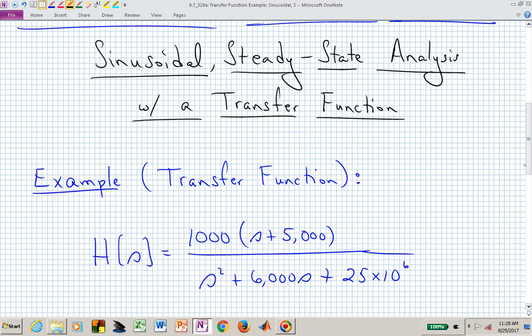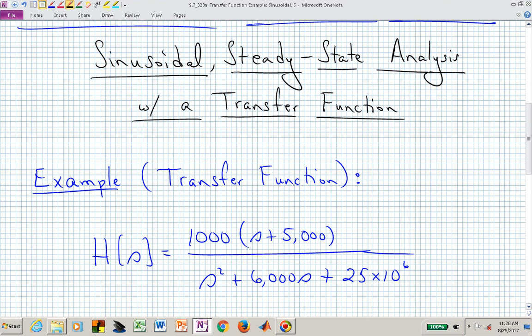Let's suppose now that we have this transfer function, capital H, and what's the order of our system? How many effectively energy storage devices do we have if this came from an electrical circuit? Our system has a denominator polynomial that is order 2. It's a second order system.